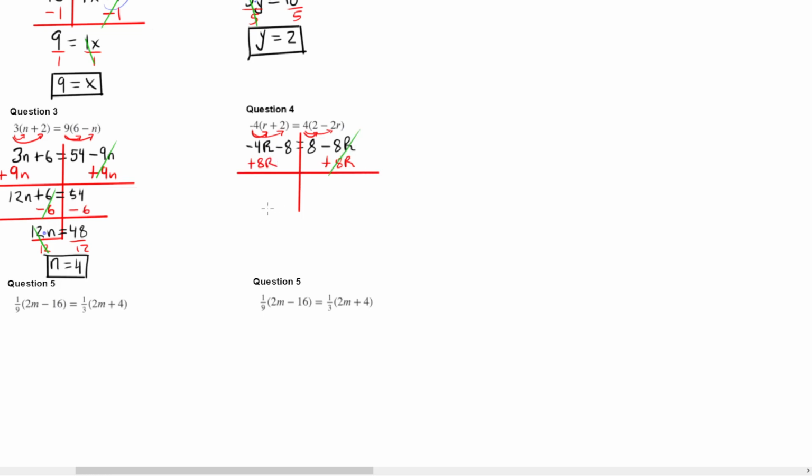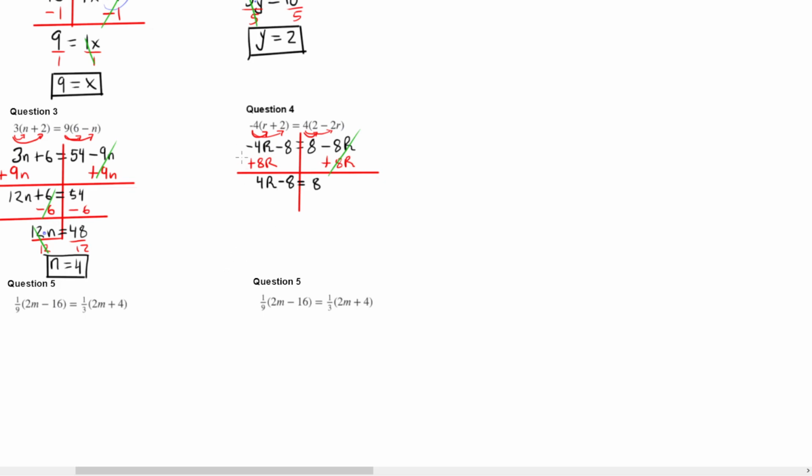I'm going to cross these out, and I will get right here a -4 and a +8. That's the same thing as 8 minus 4. So that'll be a 4r. Maybe I'll write that a little better. 4r minus 8 equals 8.